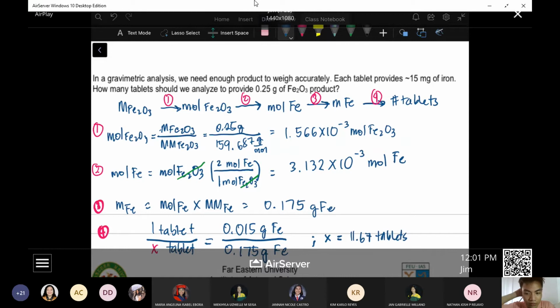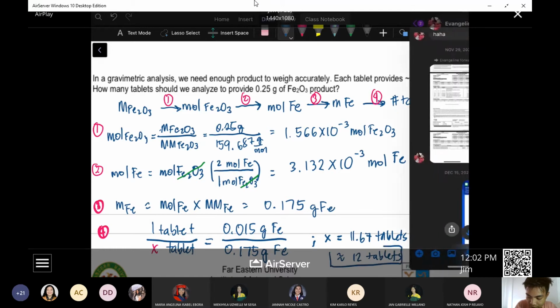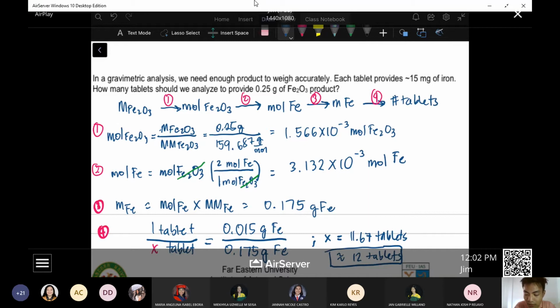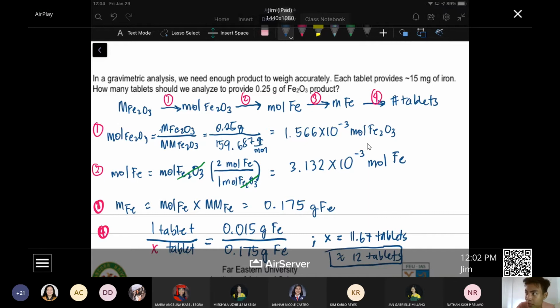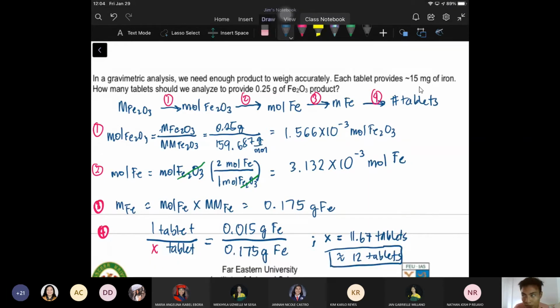tablets. Pero sabi ng doktor, sabi ng mga pharmacist, wag hatiin ang tablets, no? Unless baby ka. So gawin mo na lang yung 12 tablets. Okay? So, we need at least 12 tablets so that we will have enough amount of iron, no? That is equivalent to this mass of iron 3 oxide, no? So, ganun po. So, basically, this is just Stoich. And ganito po yung itsura ng gravimetric analysis. Okay? So, you just convert one substance to the other.